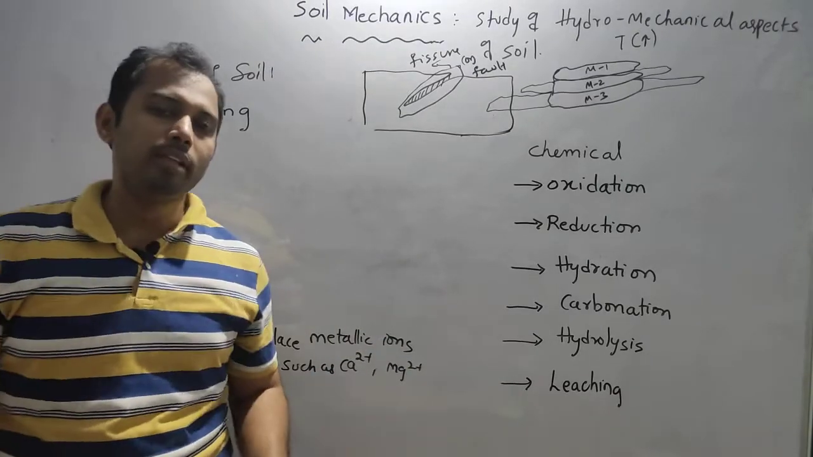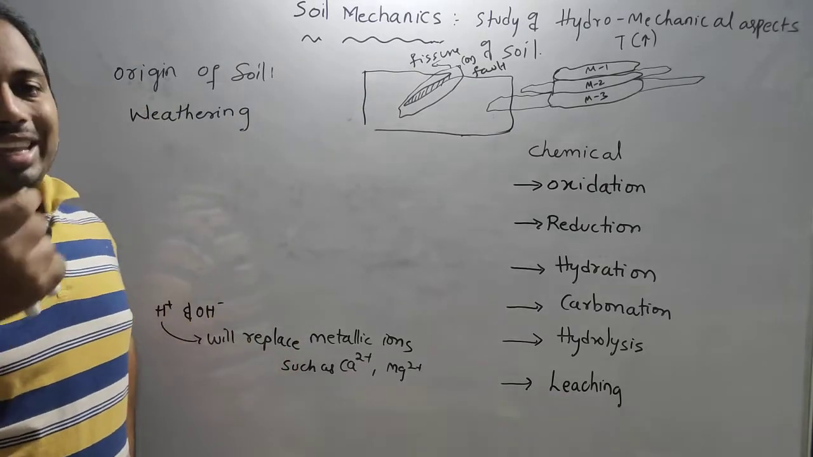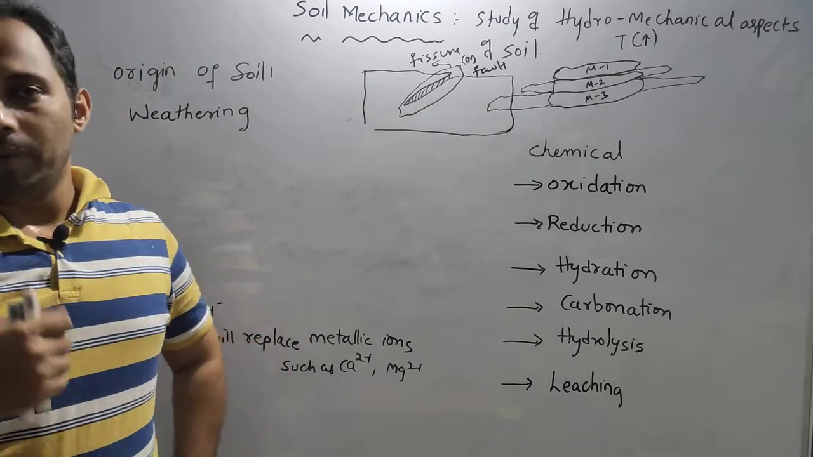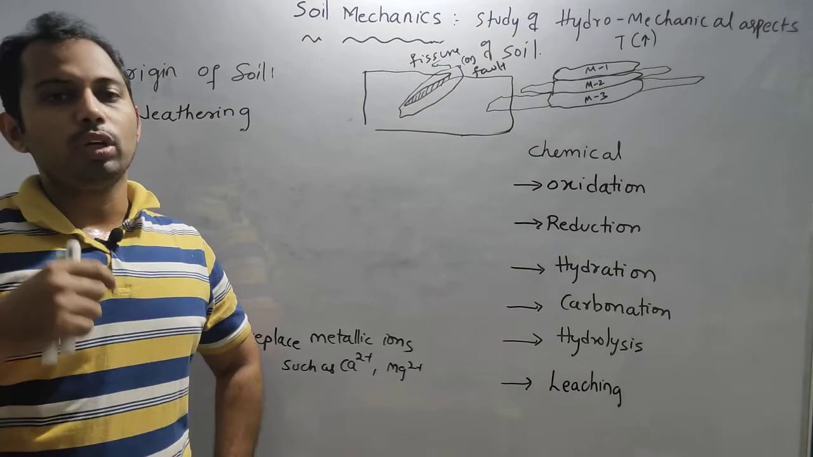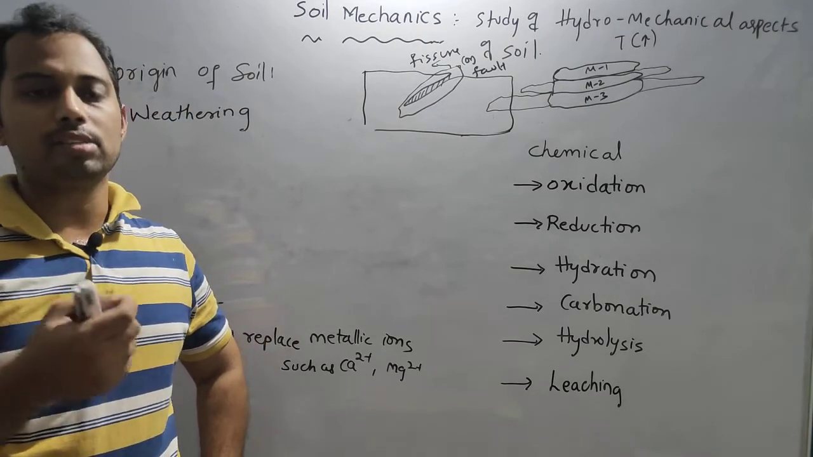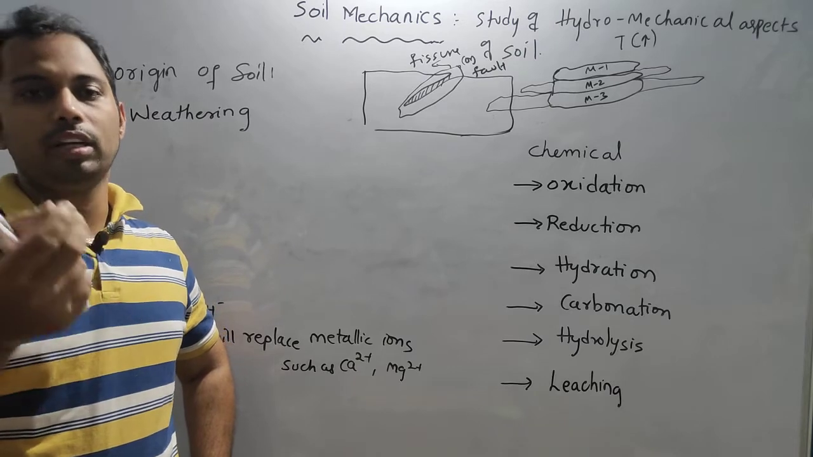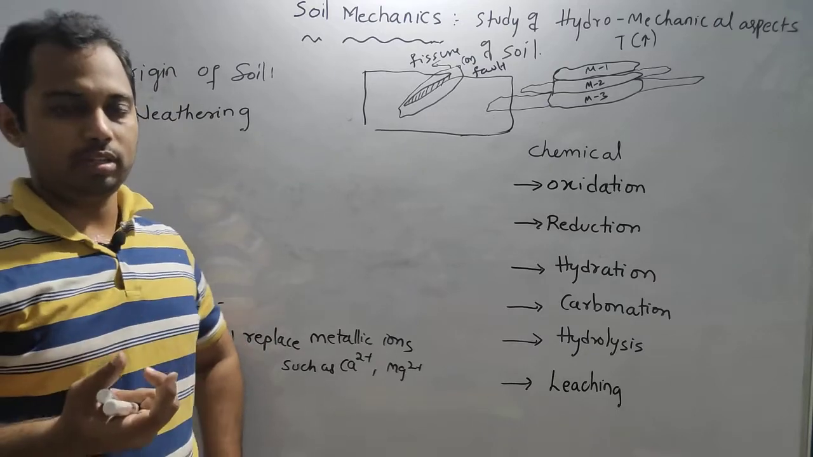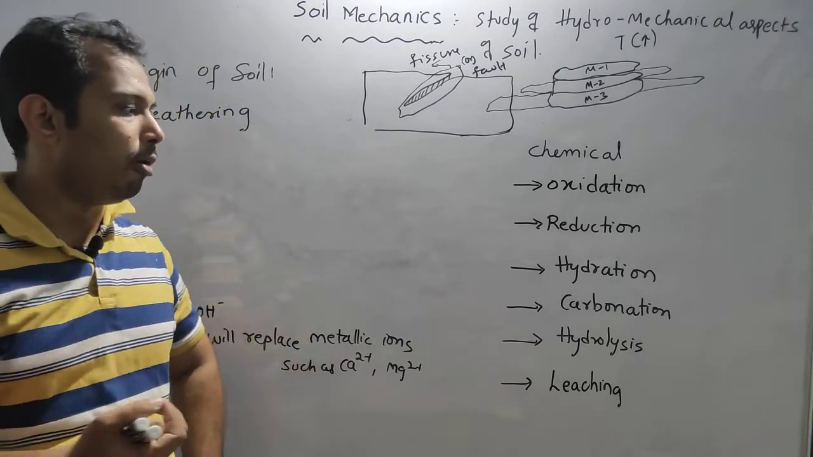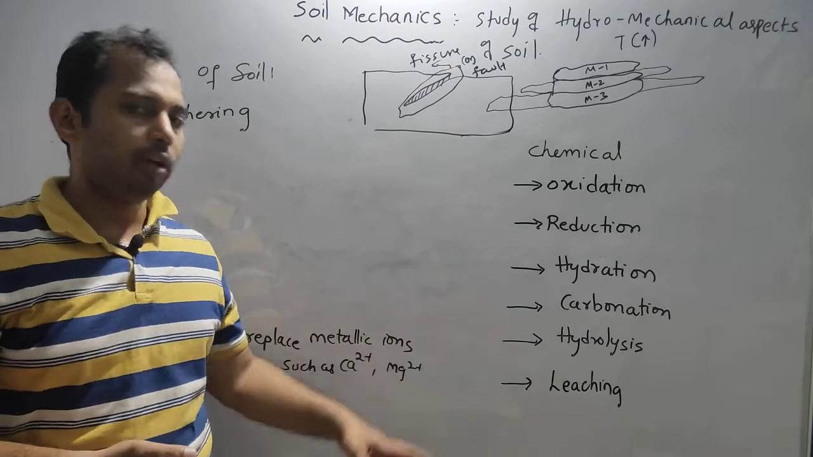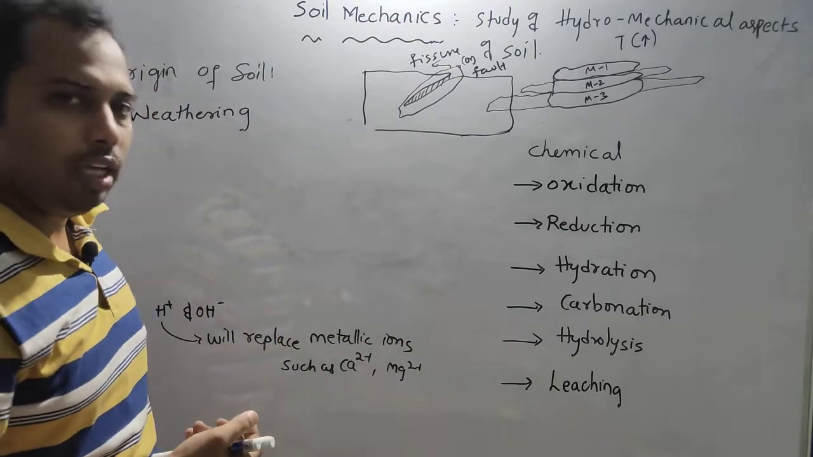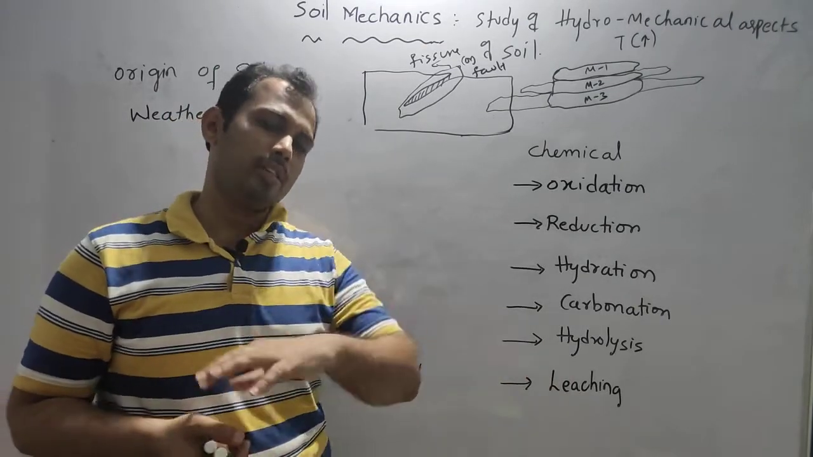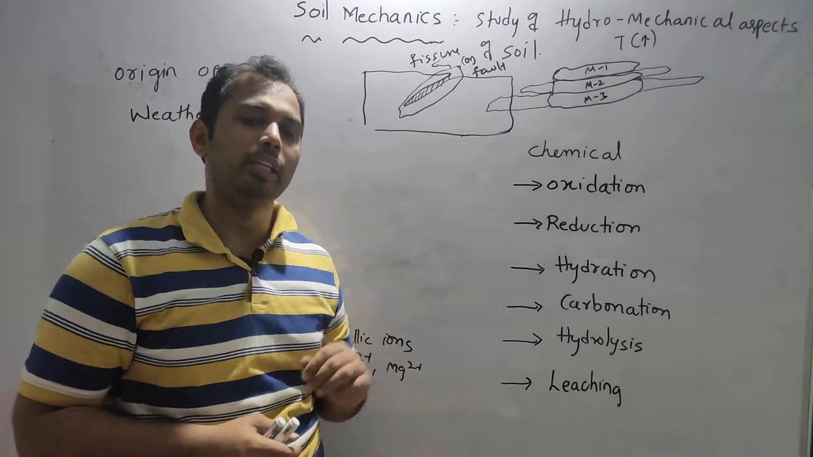Leaching means when minerals or salts are deposited on the surface of the rock. If a rock is getting chemically decomposed, after chemical decomposition the salts will be like an efflorescence. That means the salt will get deposited on the surface of the rock. The precipitates from the chemical reactions will form on the surface of the rock. So whenever there is rain, or any water flowing through the rock, it will leach away all the salts which are formed. That kind of phenomenon is nothing but leaching.